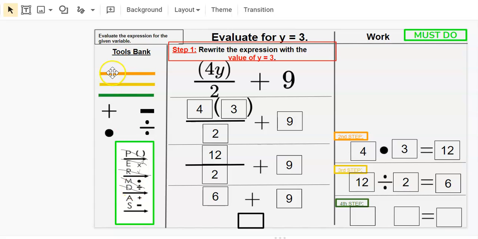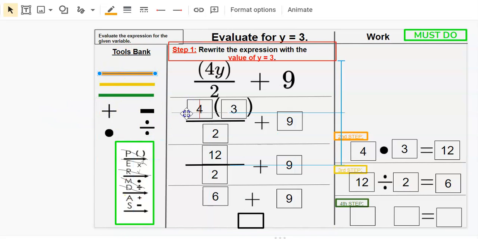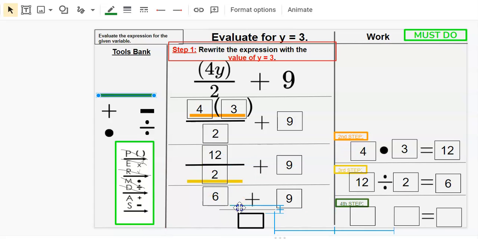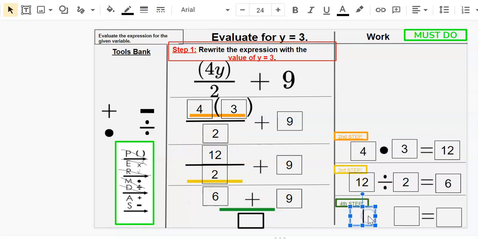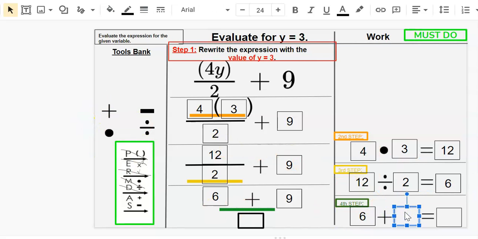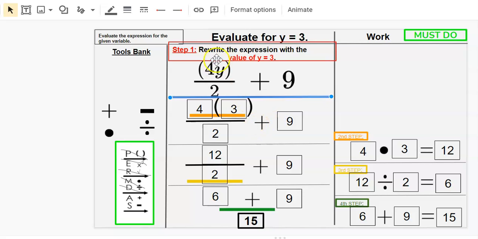So I forgot to underline, you guys. Oh no! This is what I did first here. And this is what I did second. And now I'm left on my third one, 6 plus 9. I multiplied on the top first, then I did division, and now I'm doing my fourth step, which is addition. 6 plus 9 equals 15. So again, I evaluated this expression for y equals 3.